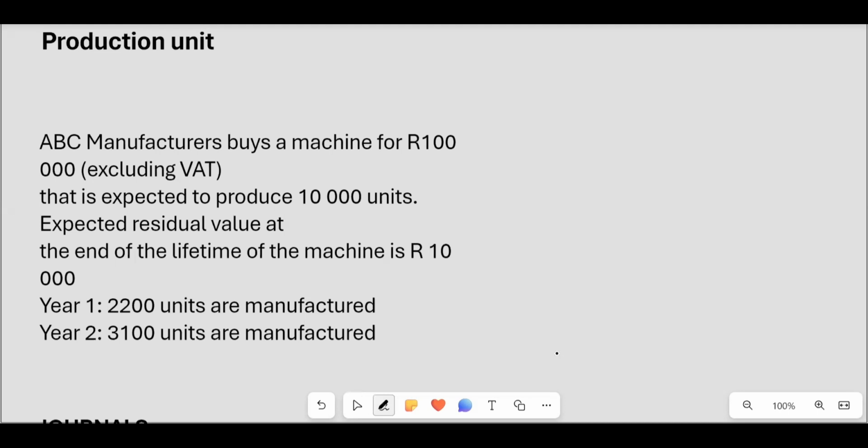So we buy a machine for 100,000, excluding VAT. So there's no need for us to account for VAT because it is excluded, and there's no statement saying that the company will not claim the VAT. So this is basically our cost. 100,000 is our cost, right? And then we expect to produce 10,000 units.